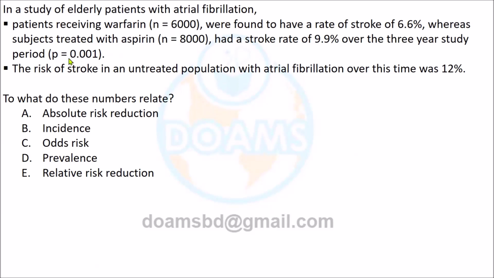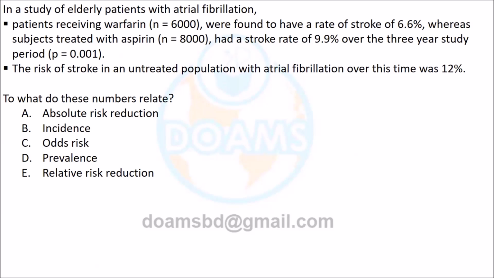P value, sorry, you may not understand, as I didn't discuss it, I will not discuss it also. P value is another thing. 0.001, this actually indicates the correctness of the result. Forget this. Actually, there will be no calculation. They will ask about the definition. Do you understand or not?